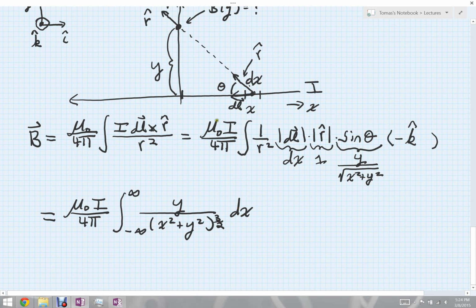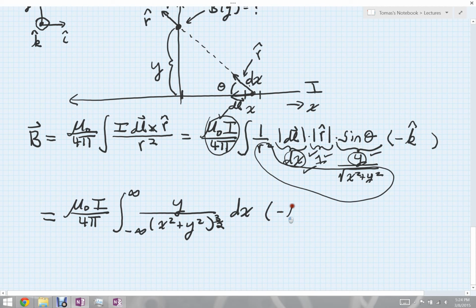So I've been very careful. I've done my prefactors. Check. I did my 1 over r squared and my denominator there. Check. 1 doesn't matter. Check. I just wrote my dx here. Check. I got the y factor. Check. I can see here. And then all that was left over is that it goes into the page. Minus k hat. Check. All right.